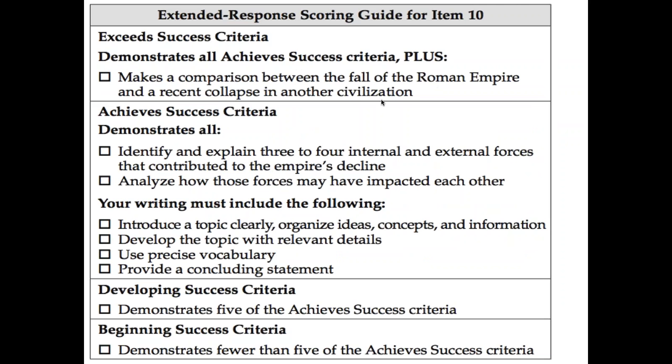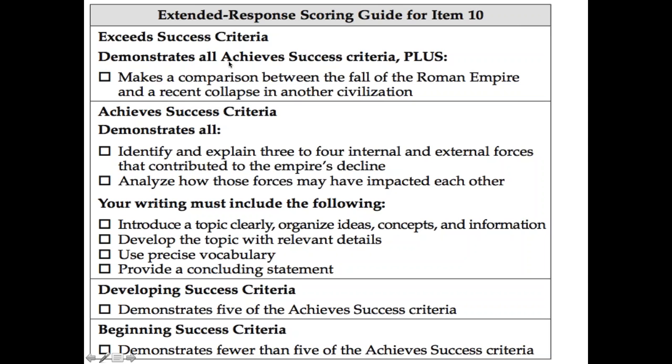First thing we're looking at is the achieves criteria. Demonstrates all of these. Identified no less than 3, but no more than 4 internal and external forces, and then analyzes how those forces impact each other. And then your writing, as always, must include a clear topic, organized ideas, relevant details, precise vocabulary, and a concluding statement.